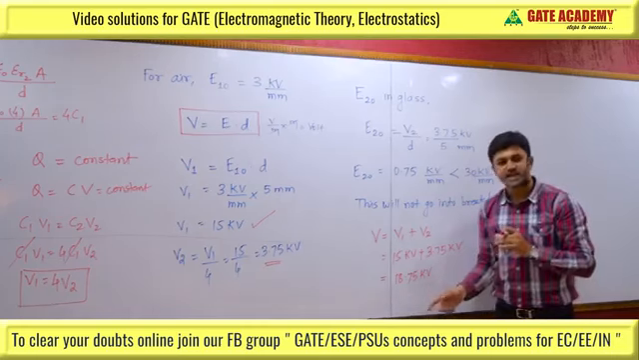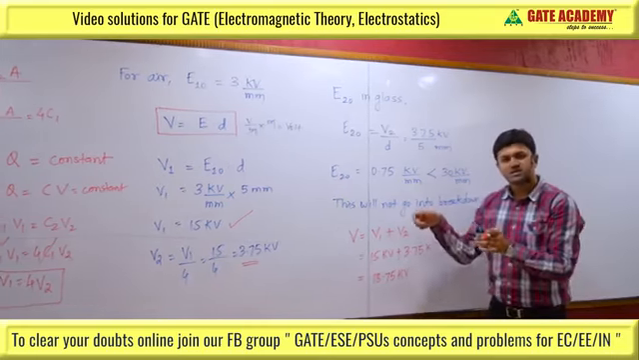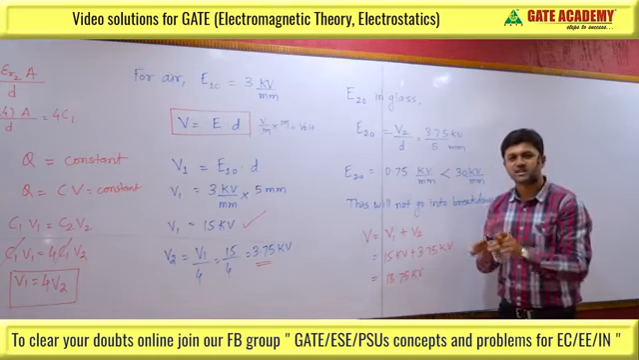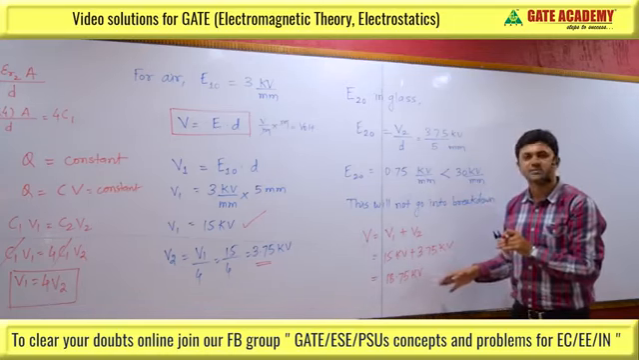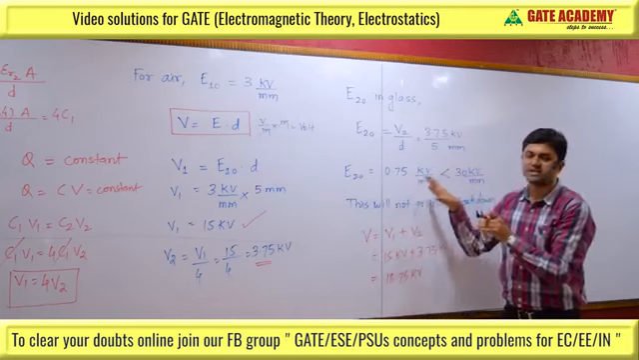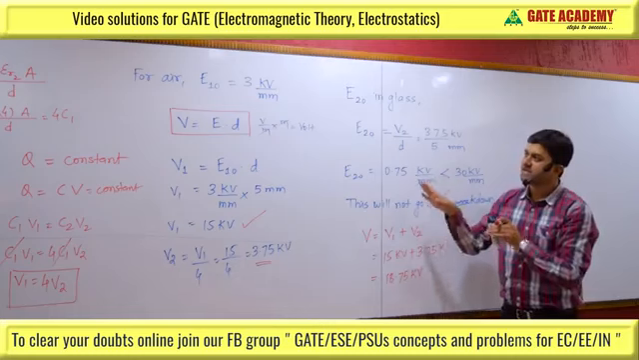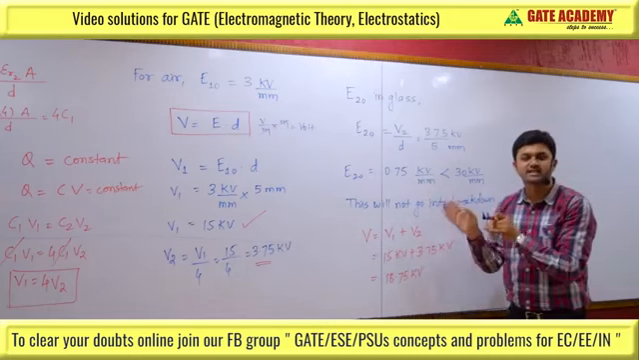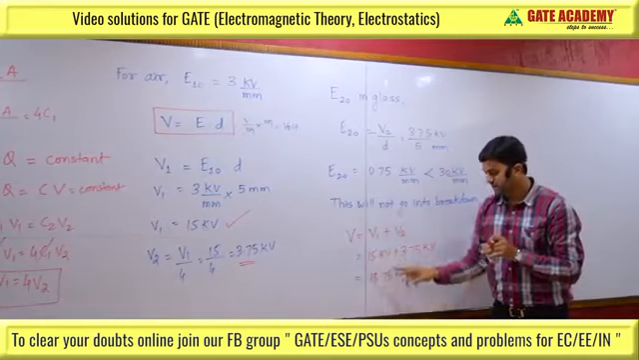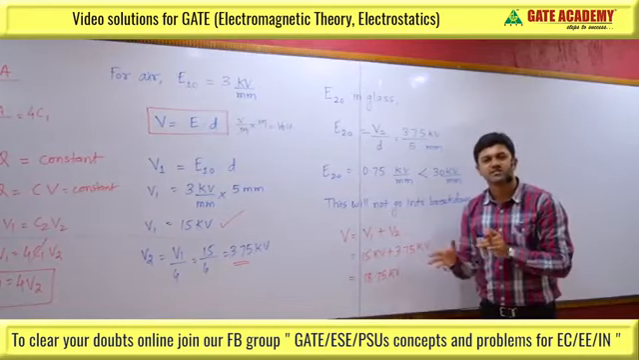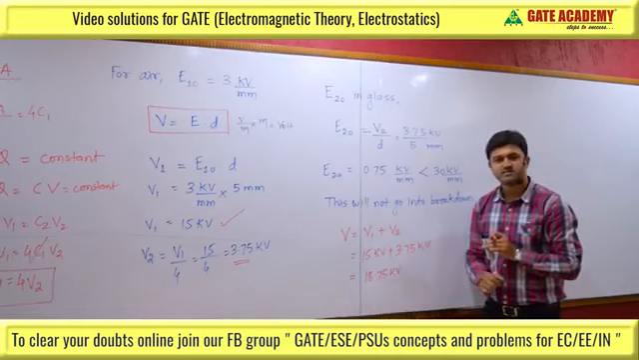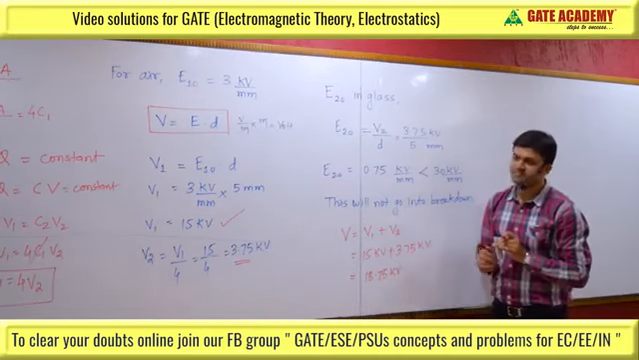So the maximum voltage that can be applied across the capacitor without breakdown is 18.75, because in both the cases we are satisfying the condition of dielectric strength. The electric field in both the cases is less than the dielectric strength. Hence, when we apply this voltage, the capacitor will not go into breakdown. Hence, the correct answer is 18.75.